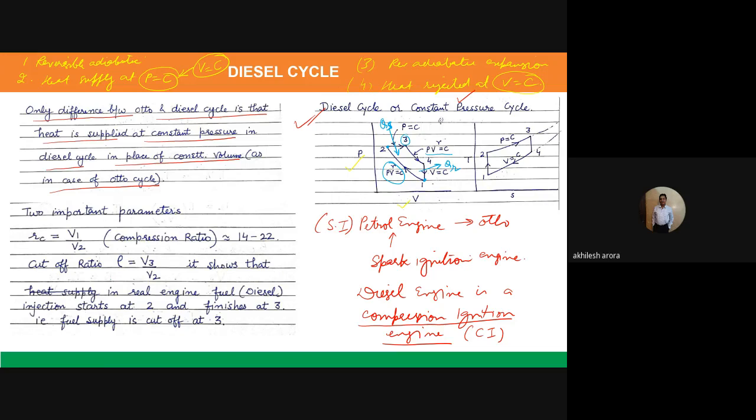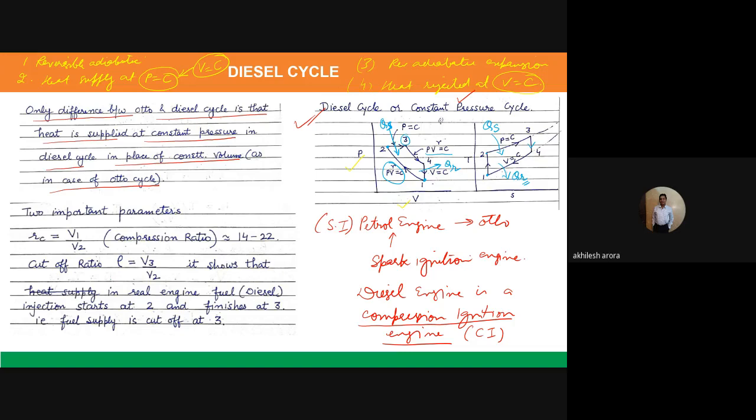Now similarly, you can see the TS diagram also. In the TS diagram, from point 1 to 2 it is the reversible adiabatic compression. 2 to 3 is the heat supplied at constant pressure, written as QS. Then from 3 to 4 it is the isentropic expansion or reversible adiabatic expansion. And 4 to 1 is the heat rejection represented by QR. That is how the four processes take place in a diesel cycle or constant pressure cycle. It is also known as the compression ignition engine cycle.